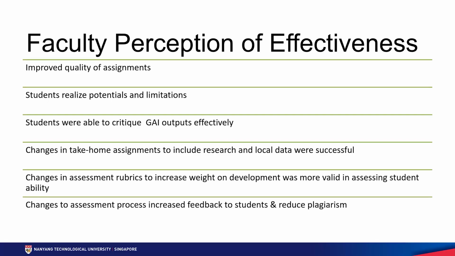Students were able to critique AI, GAI outputs effectively. So for those people who used it to develop students' critical thinking, that was pretty positive. And then the next three have to do with changes in take-home assignments and assessments. These were positive as well. Some people have made changes in the rubrics to shift the weight to more on development, and they found that this shift made the assessment more valid in assessing student ability. And the last one, changes to assessment process, increased feedback to students.